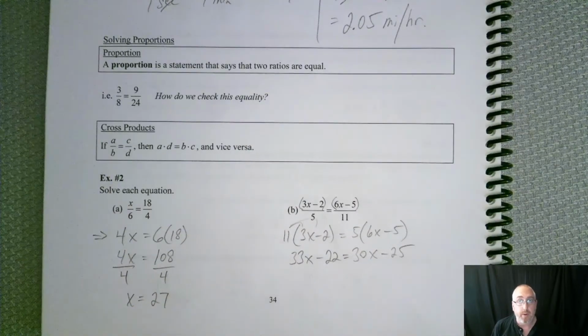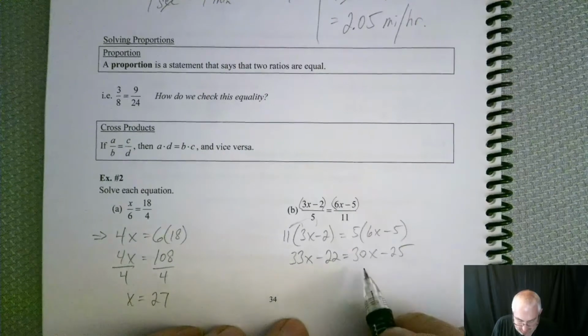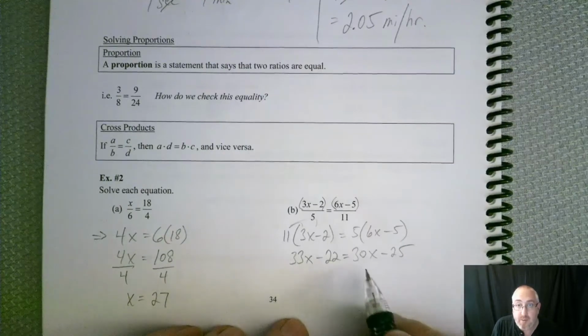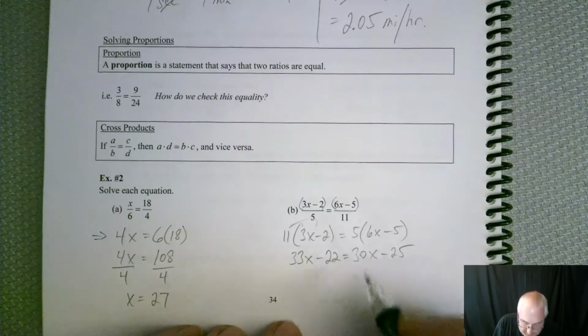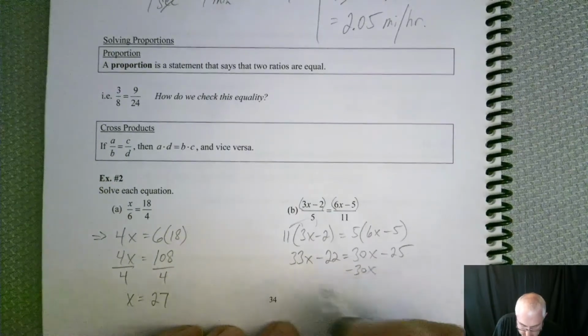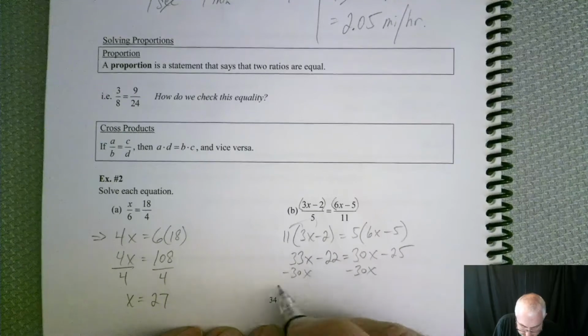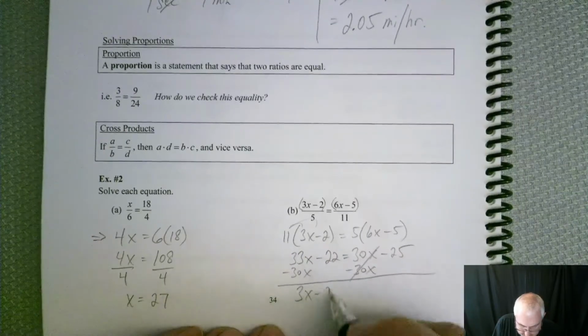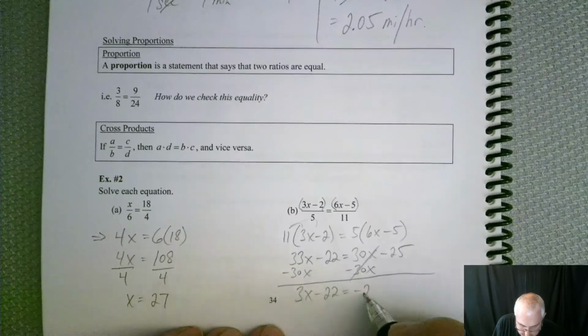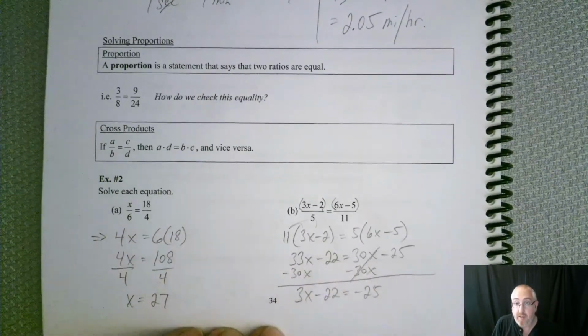Now we got to move stuff around from one side to the next. So what did we say before? Let's start with the smaller of the two variable components and move that. So let's move the 30. And then we can cancel those. So that's going to give you 3x minus 22. And don't forget the minus sign. Bring down that minus 25.